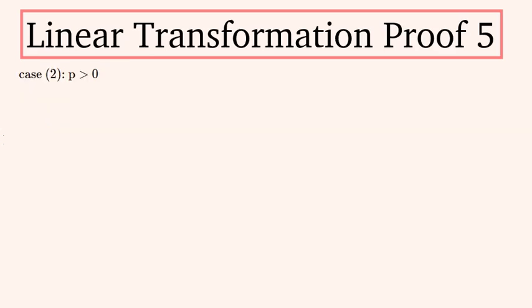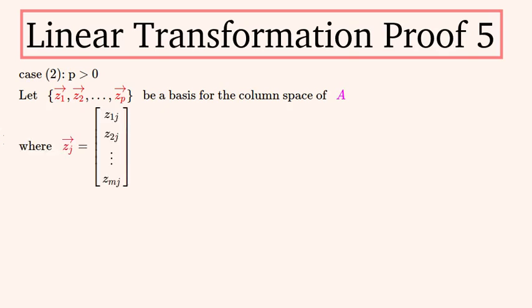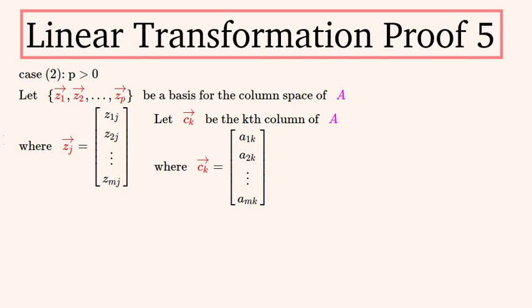So now to prove case 2, where the dimension of the column space is greater than 0, being equal to 1 or more, we'll let this set of vectors be a basis for the column space of A. And this is what each vector in this basis looks like in terms of entries. We're going to make the Z column vectors into a matrix, so we've given each entry 2 indices. We'll also set each column of A to be equal to C_k, where k varies from 1 to n. C stands for column. And this is what this column looks like in terms of the entries of A.